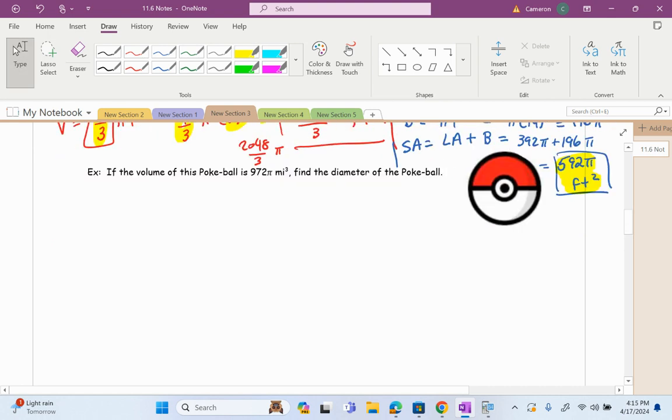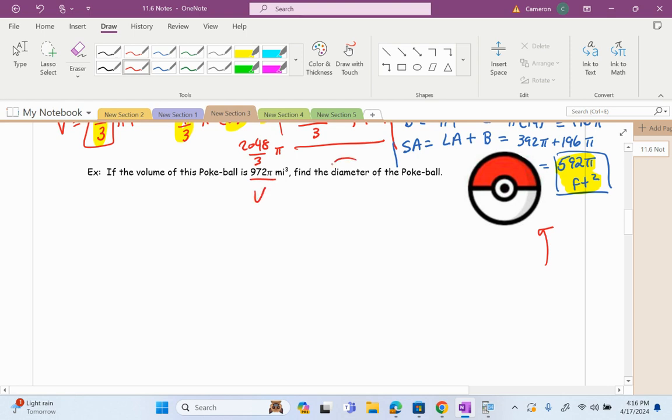All right, let's do a Pokeball example if there's any Pokemon fans out there. Gotta catch them all, right? If the volume of this Pokeball, the amount of space inside of it, is 972 pi cubic miles, this is a huge, massive Pokeball. Okay, so they're giving me volume.